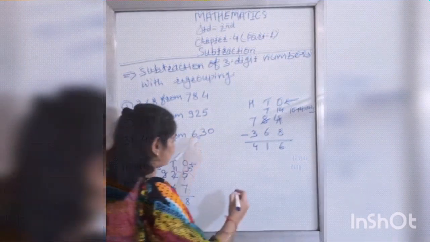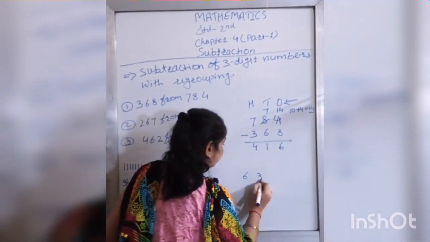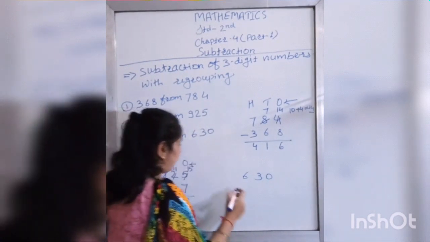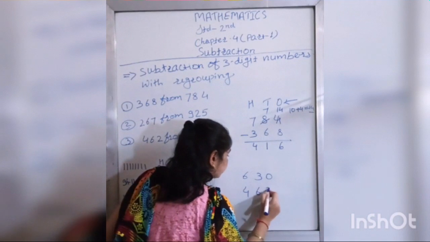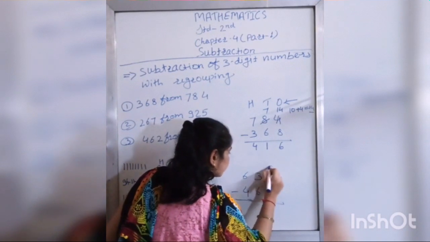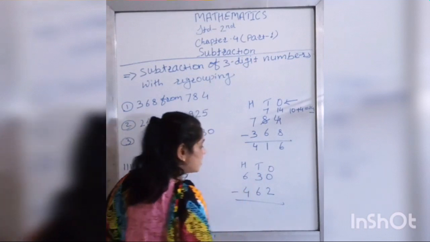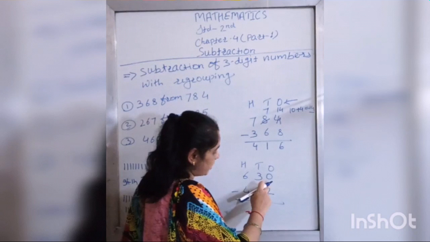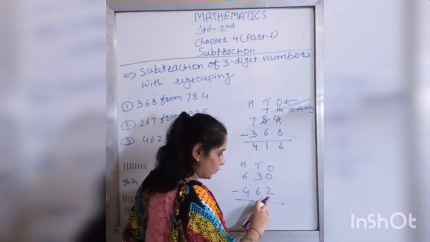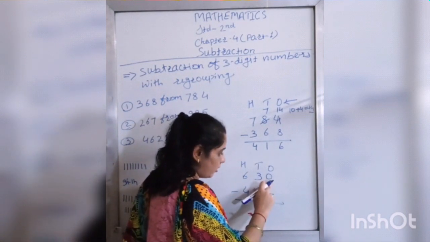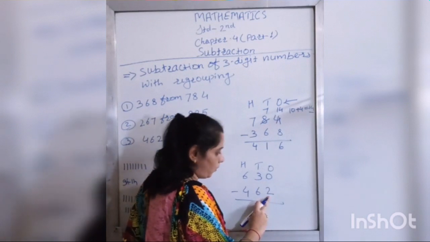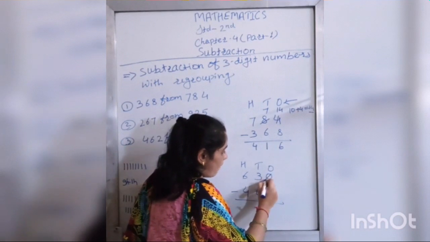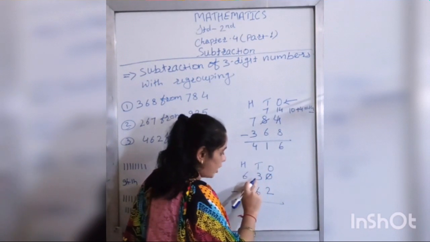See the 630. We have to subtract 462. Start subtraction from the ones column. See the numbers: 0 minus 2. 2 is bigger than 0. We cannot subtract 2 from 0. What will we do now? We will borrow 10 from the tens column.